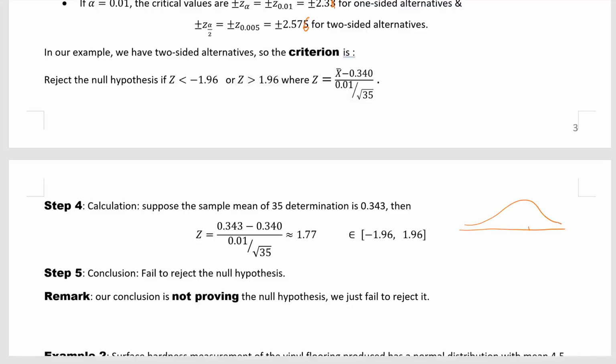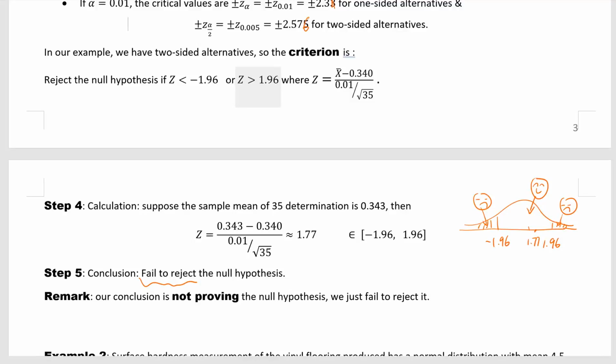And where's 1.77? Remember, now our region here is negative 1.96, 1.96. Here we are happy, and here we are not happy. So 1.77 is actually within the happy region, so we fail to reject the claim. Okay, so we fail to reject the null hypothesis.